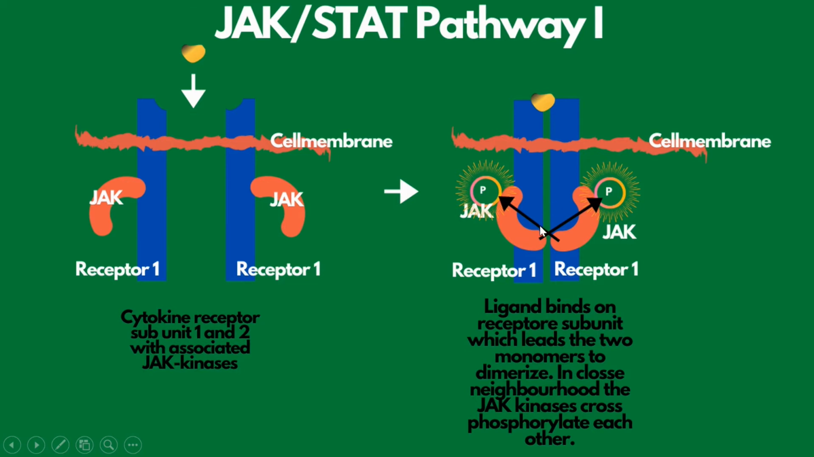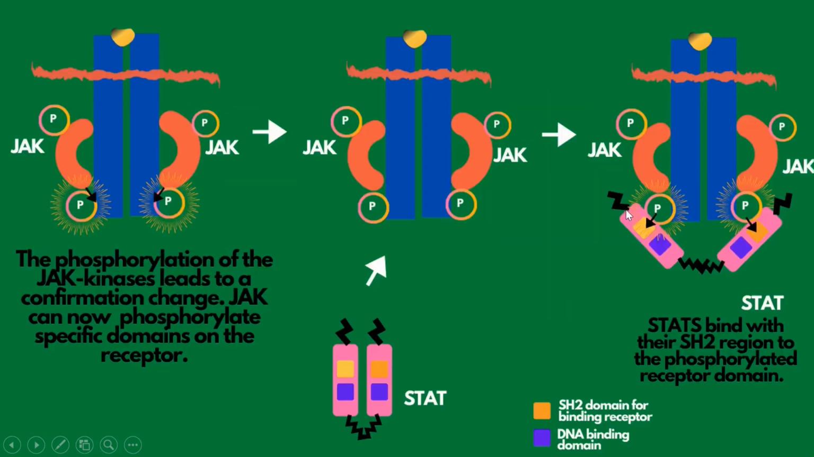And then the JAK kinases come in close contact to each other and can phosphorylate each other crossways, which means this JAK kinase phosphorylates this JAK kinase and just the other way around. The phosphorylation of the JAK kinases then leads to a conformation change, and the JAK kinase can now phosphorylate specific domains on the receptor itself here.